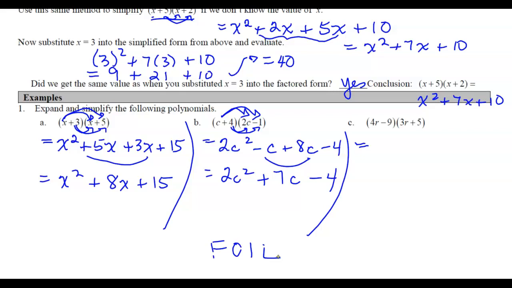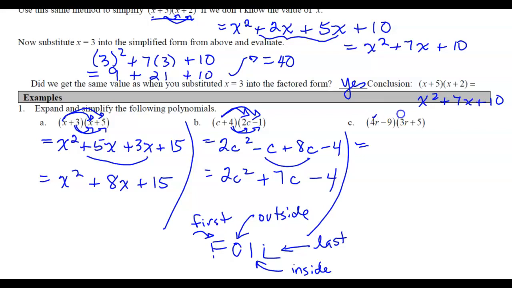It's used to remember. So F stands for the first terms multiplied together. O stands for the outside terms in the brackets. I stands for the inside terms in the brackets. And L stands for the last terms in the brackets. Okay, so if you struggle with this multiplication of two binomials, this would be some way that might help you. It's not a math theorem or anything, it's just a way of remembering.